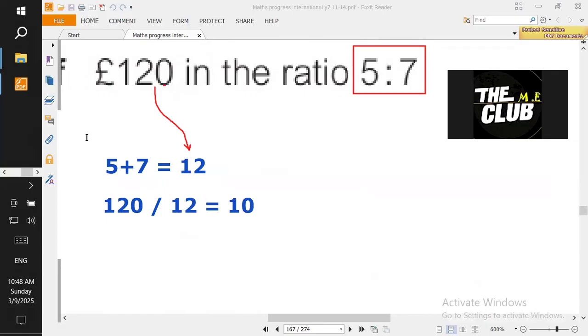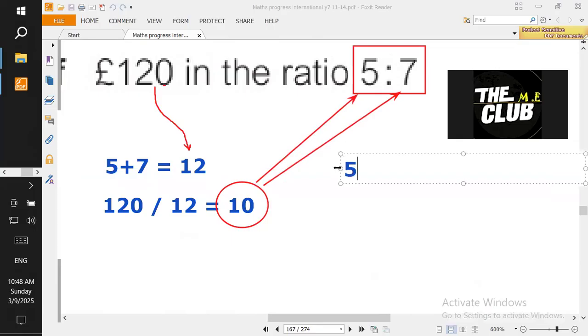We got a number. We take this number, which is the 10, multiply it by each ratio, and we will get our answer. So 10 will be multiplied by the 5 and then multiplied by 7. So 10 times 5 is going to be 50, and then 10 times 7 is going to be 70. This means the 120 divided by these ratios is 50 to 70. And that's the idea of answering a question like this.